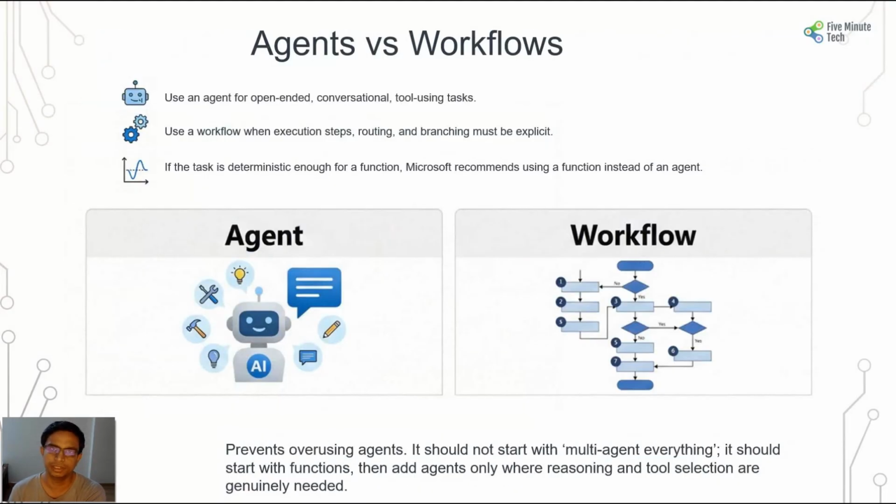Now, what is the difference between agents and workflows? We use an agent for open-ended, conversational, tool-using tasks, whereas we use a workflow when execution steps, routing, and branching must be explicit. If a task is deterministic enough for a function, Microsoft recommends using a function instead of an agent. Not everything has to be done by an agent. Prevent overusing agents. We shouldn't start everything with multi-agent. It should start with functions, understanding the actual purpose of writing a specific agentic system, and then add agents only when reasoning and tool selection are needed. So that's how you can distinguish.